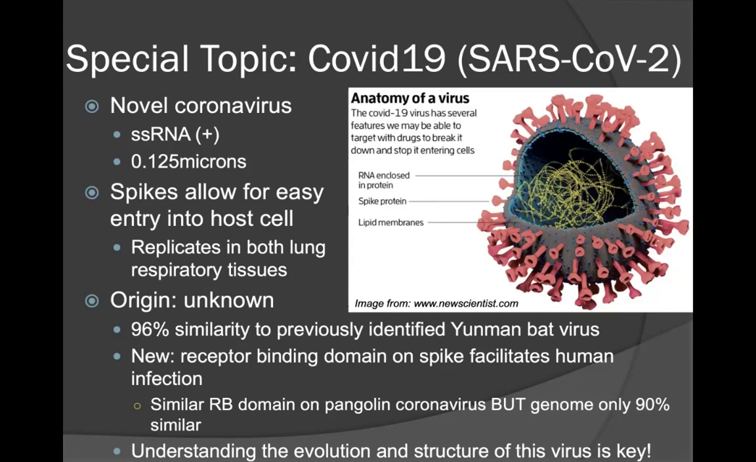However, we have seen this domain pop up in other coronaviruses, such as the pangolin coronavirus. Originally, it was proposed that this disease originated from either bats or pangolins in the Wuhan market. However, when looking at the pangolin coronavirus, the genome is only 90% similar. This once again indicates that there's a higher similarity and higher probability that this did originate from bats. Understanding the evolution and structure of this virus is key, both for understanding where this virus originated from and also to understand the best way to combat this disease.